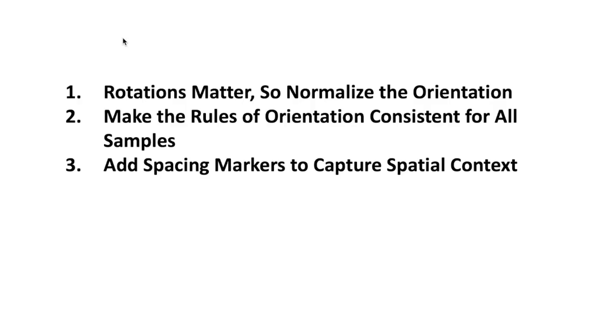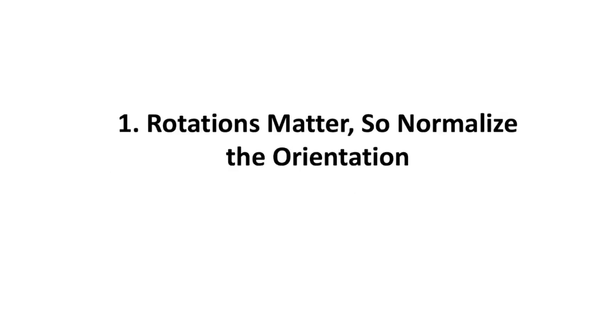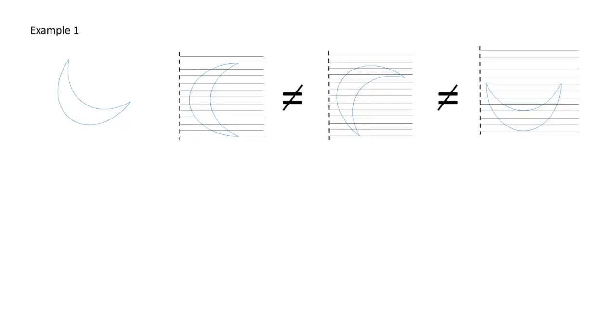So there are 3 rules I will be telling you about. They are: 1, that rotations matter, so normalize the orientation. 2, make the rules of orientation consistent for all samples. And 3, add spacing markers to capture spatial context. Rule number 1, rotations matter, so normalize the orientation.